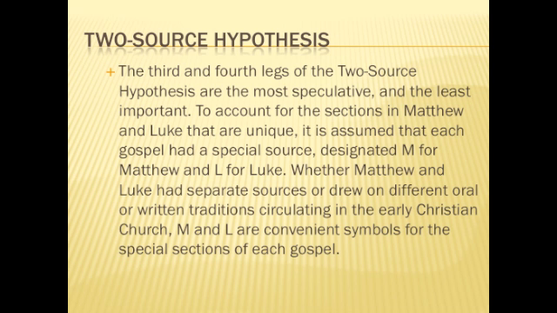The third and fourth legs of the two-source hypothesis are the most speculative and the least important. To account for the sections in Matthew and Luke that are unique, it is assumed that each gospel had a special source, designated M for Matthew and L for Luke. Whether Matthew and Luke had separate sources or drew on different oral or written traditions circulating in the early Christian church, M and L are convenient symbols for the special sections of each gospel.